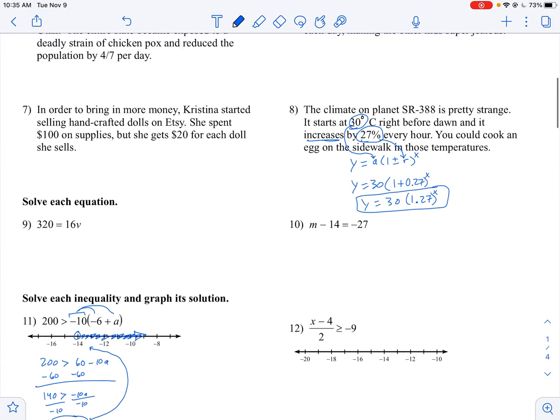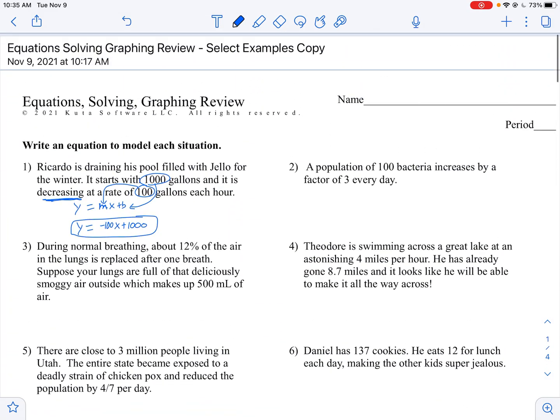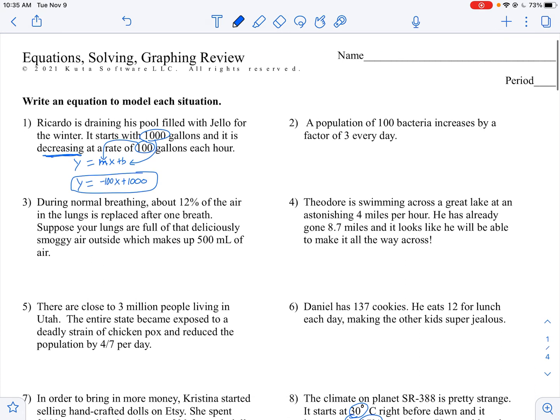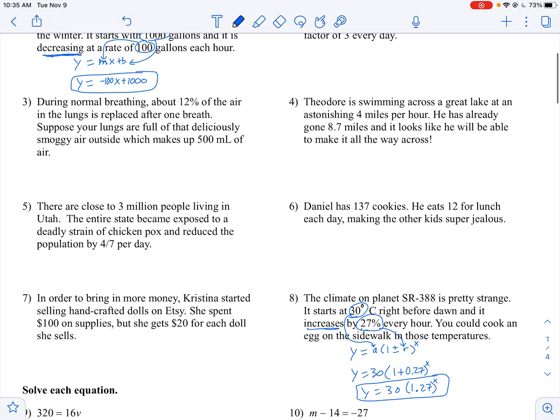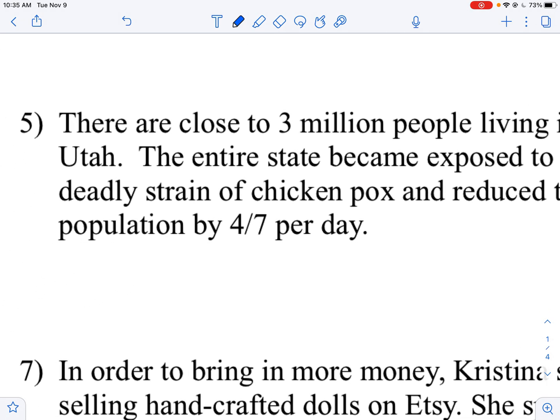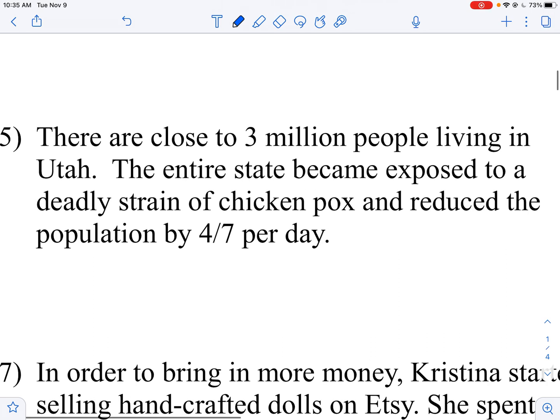And so we're just going to do another few of these so you can get a little bit more practice with it, so you can see these things again. And so we're going to jump down to 5. So this one, there's close to 3 million people living in Utah. The entire state became exposed to a deadly strain of chickenpox and reduced the population by 4/7 each day.